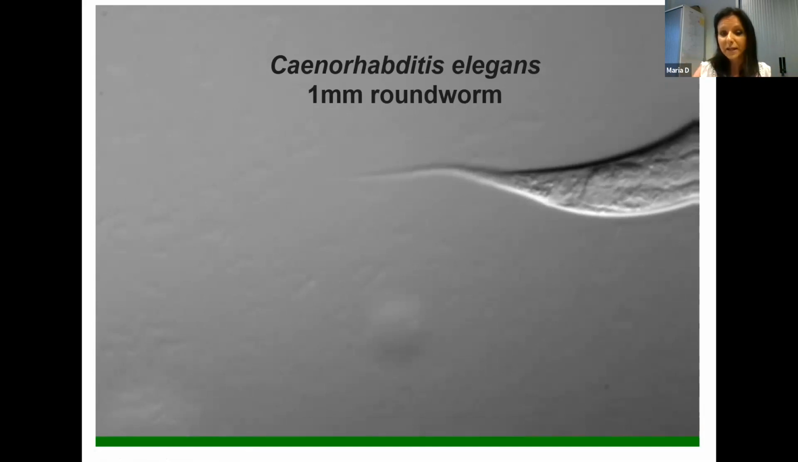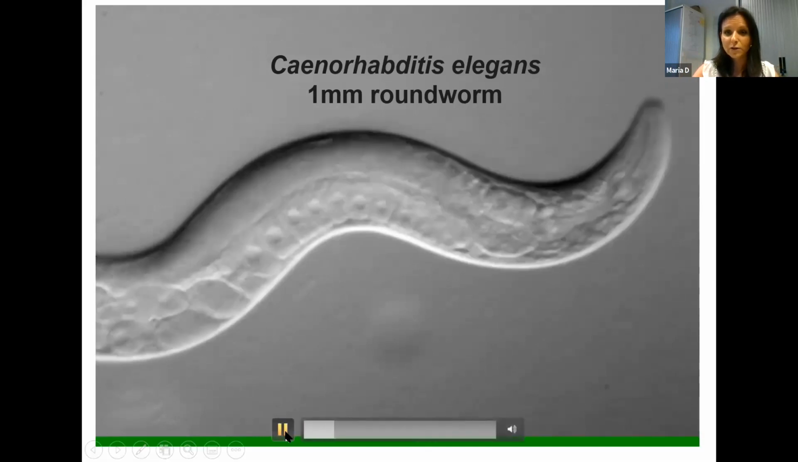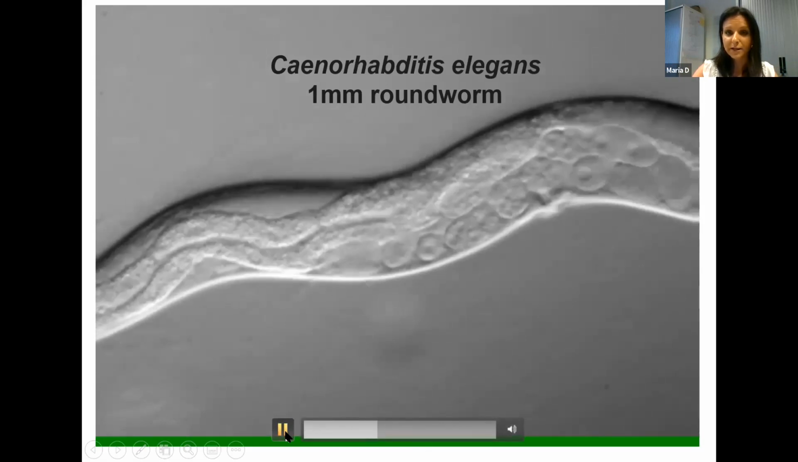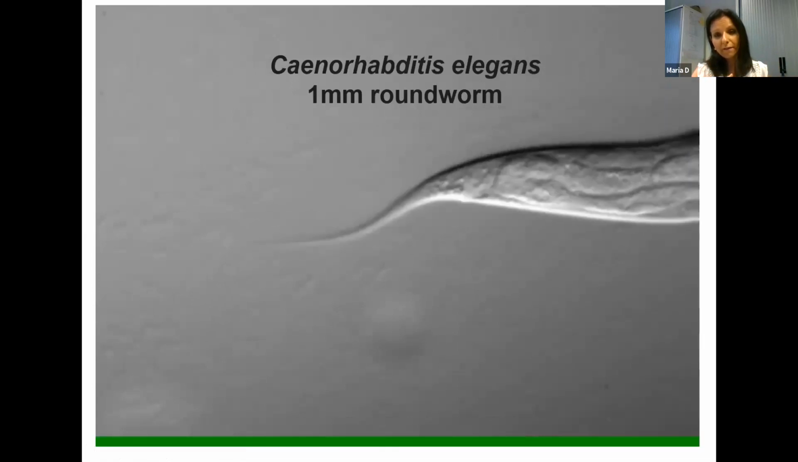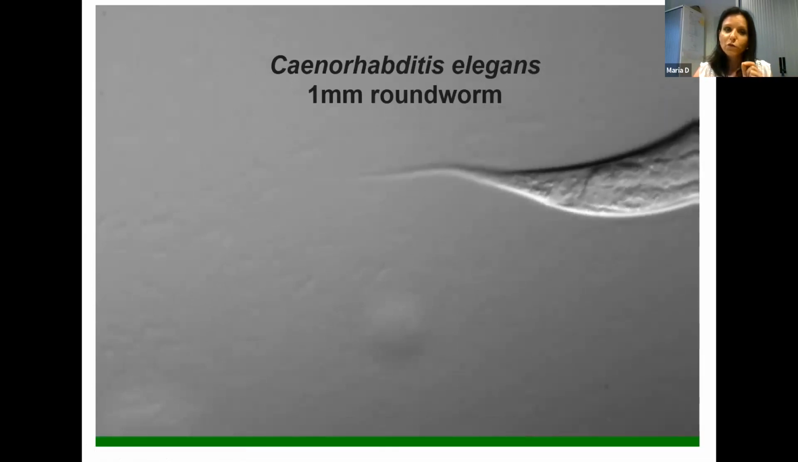and we can see how that will affect its behavior. The other great thing about C. elegans is that it has a very short lifespan, so it only lives for 3 weeks. Its muscles and neurons are very similar to the ones that we have. And most importantly, 40% of the genes that can cause a disease in humans have exactly the same gene in C. elegans.